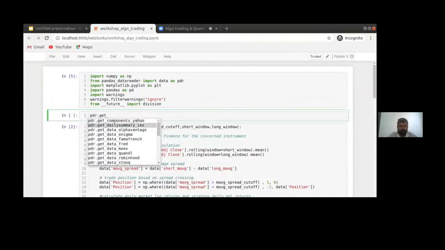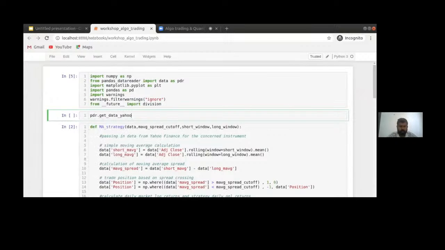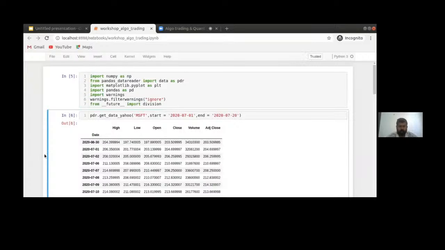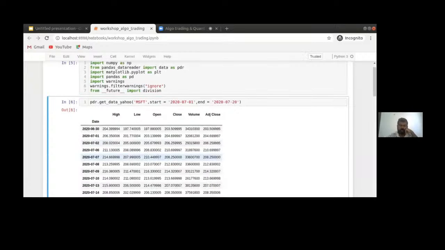So let's say I want to get the price of Microsoft for the last 1 month. I will write a single line of code like this. So this is the data. This is the price of Microsoft over the last 1 month, you can say.